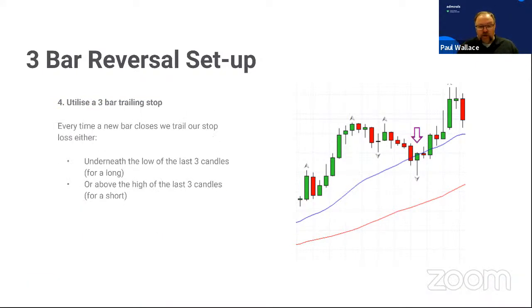Or what you might wish to do is utilize a 3-bar trailing stop. So every time a new candle closes, you trail your stop underneath the low of the last 3 candles for a long trade, or above the high of the last 3 candles for a short. So you either have a target or you can use a trailing stop, because I appreciate some people like myself like to use a target. Other people like to trail the trades and see how far it can run.